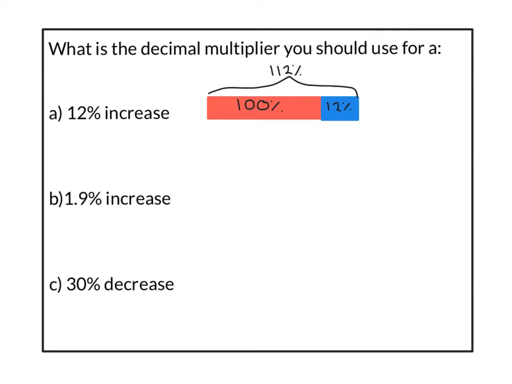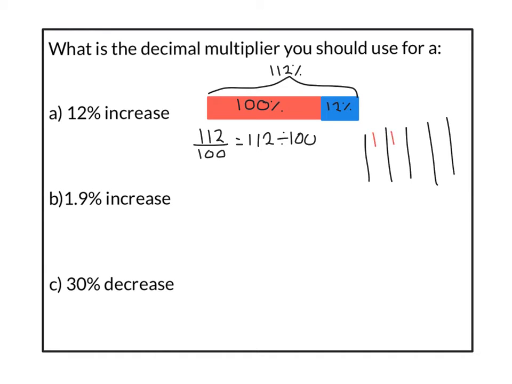Now we know that 112% is out of 100 as a fraction because it's per 100. And this means 112 divided by 100 because a fraction is a division. So when I use my place value table, I'm just going to quickly draw one here, and we have 112. There's my decimal point, and I'm dividing by 100, so this 1 is going to move, divide by 10, divide by 100, it's going to move 2 spaces, it's going to be 1.12. So this as a decimal multiplier is 1.12.